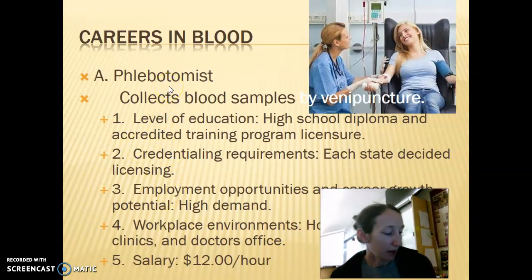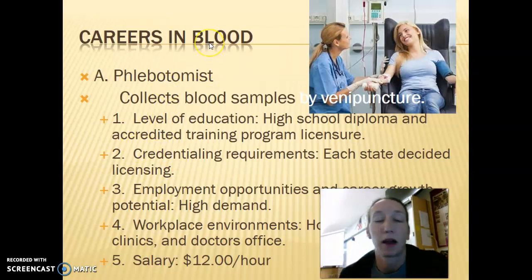Okay. The next thing finishes up the very end of your notes packet: the different careers related to serology and blood spatter. So the first one is a phlebotomist, and a phlebotomist's job is to collect blood samples. $12 an hour up to more, depending on where you work. It's in high demand. And this is just a license, like a certificate that you could receive. So it's a great way to pay for your college by having this.